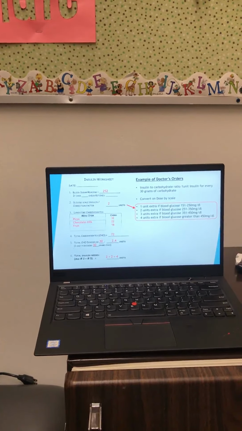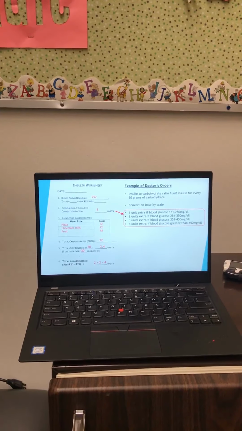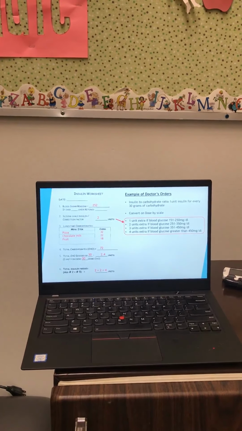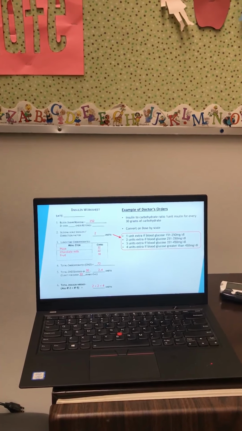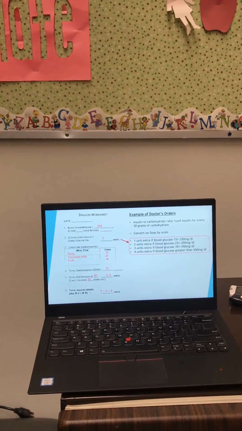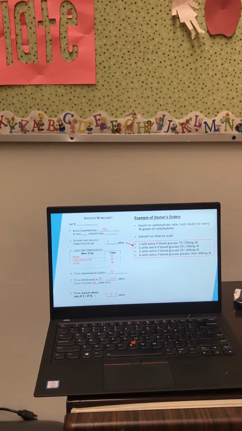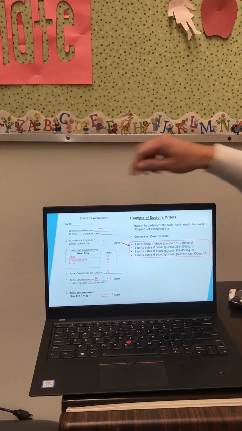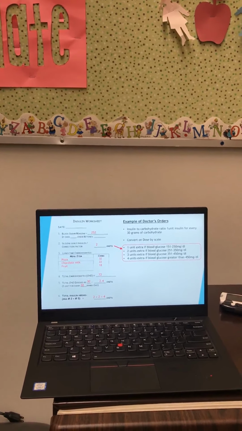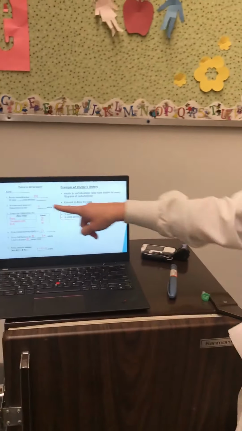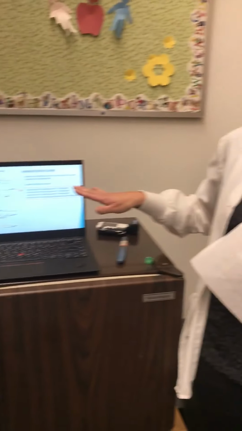Example of a doctor's orders: insulin to carbohydrate ratio, 1 unit of insulin for every 30 grams of carbohydrate. In this case, 2 extra units if the blood glucose is between 251 and 350. So with the reading showing 252, the sliding scale insulin, which is also called the correction factor, would be 2 units. I will come back to this slide.